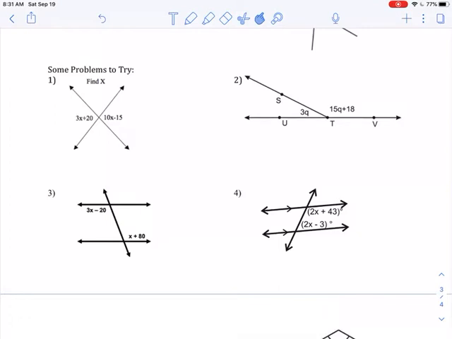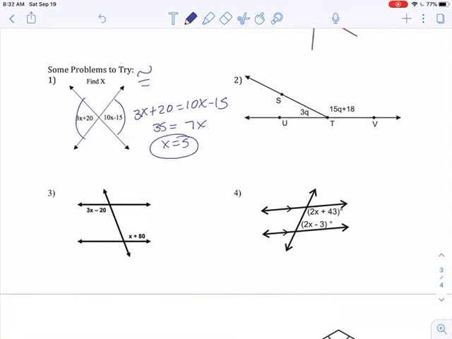So number one, I have to look at the picture and I have to say to myself, what do I know is true? These are vertical angles. Vertical angles are congruent to each other. So I take the angle on the left and I set it equal to the angle on the right. I'm going to subtract 3x, add 15, and then divide by 7, and x equals 5.